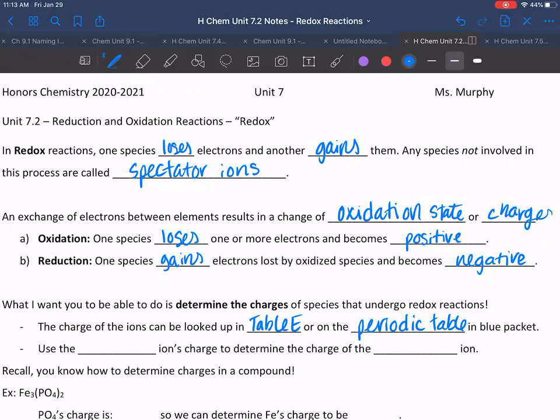We are always going to use the negative ion, or the anion's charge, to determine the positive ion. So start with the negative, determine the positive. This is because things like our transition metals can form more than one charge, and we're not going to know what charge they formed until we figure out what they have to equate to. So we always start with the negative ions.